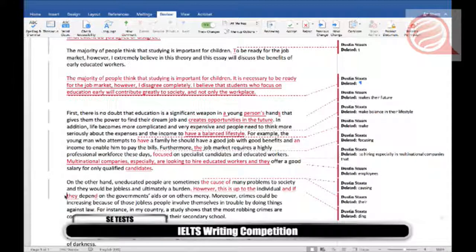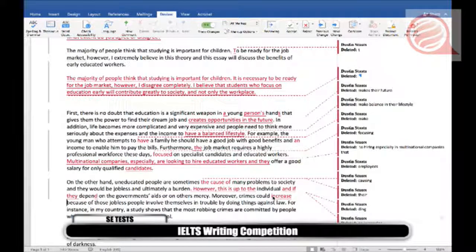Moreover, crimes could increase instead of be increasing. Okay, could increase. We actually have a formula for using could. We would use could be and an adjective, so it could be fun would be our adjective. If we use a verb, it would be crimes could increase or crimes could depend on. Okay, so could plus be plus an adjective or could plus a verb.